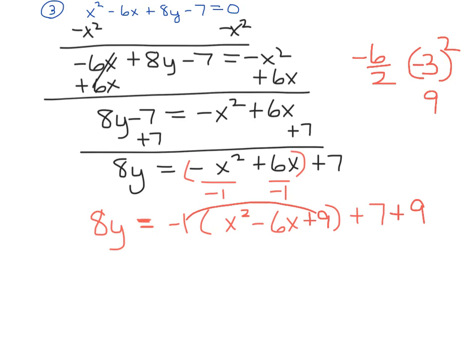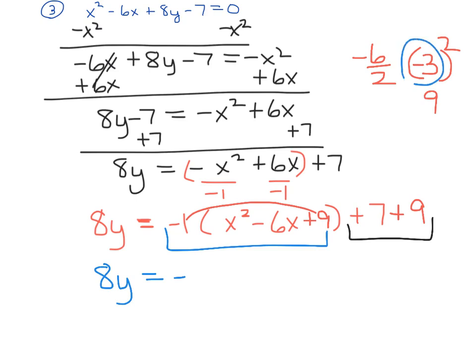So now I'm going to add the constants. I'm going to factor the trinomial. Again, you don't need to really think about the factors of 9 that give you -6. Just remember the number you got when you divided by 2. So this becomes x minus 3 squared plus 16.